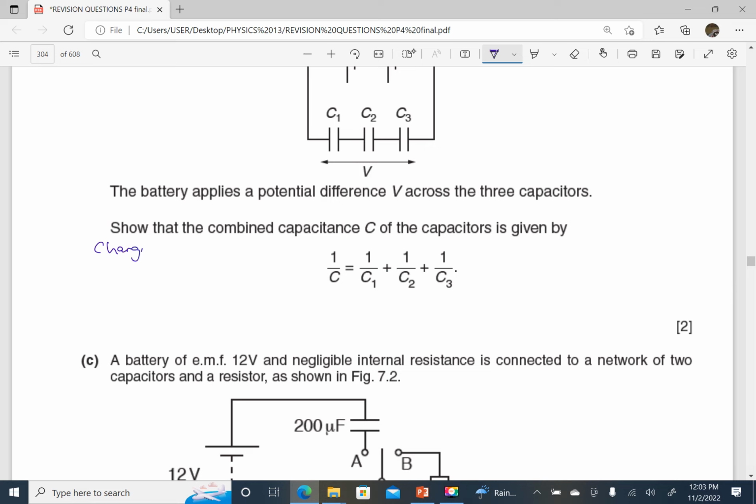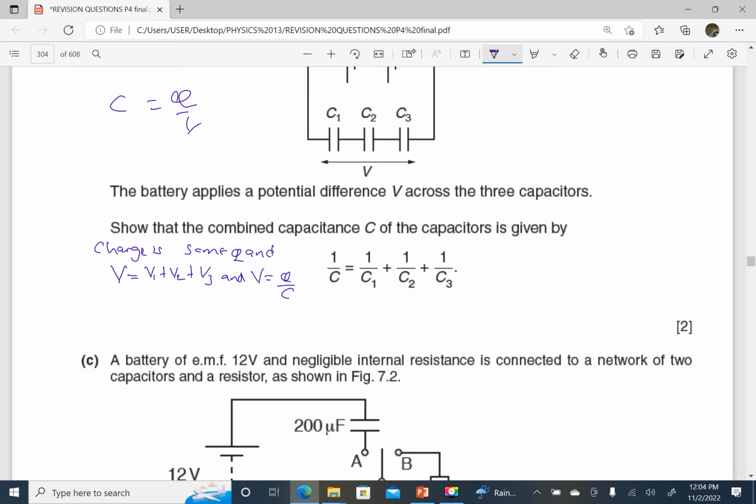Charge is the same, and we know that the total value V is going to be V1 plus V2 plus V3. The charge is the same, so we are going to simply call it Q. Then total PD across all of them is the sum of all the PDs. And we know that PD V is going to be Q over C, because capacitance is charge over V. So V is Q over C.